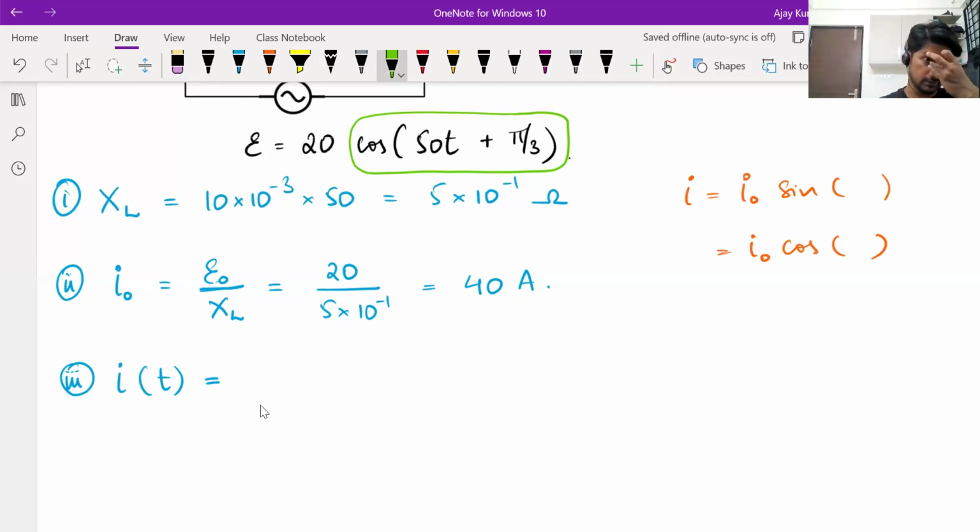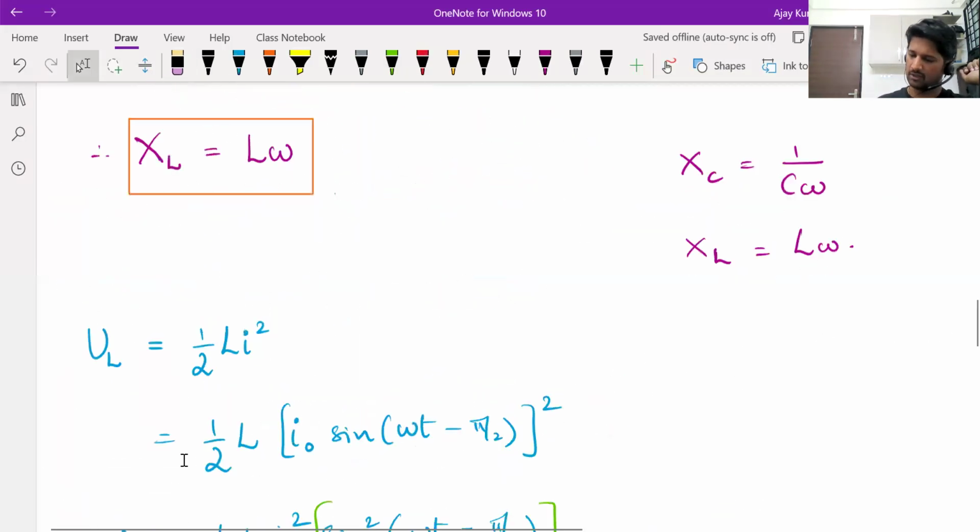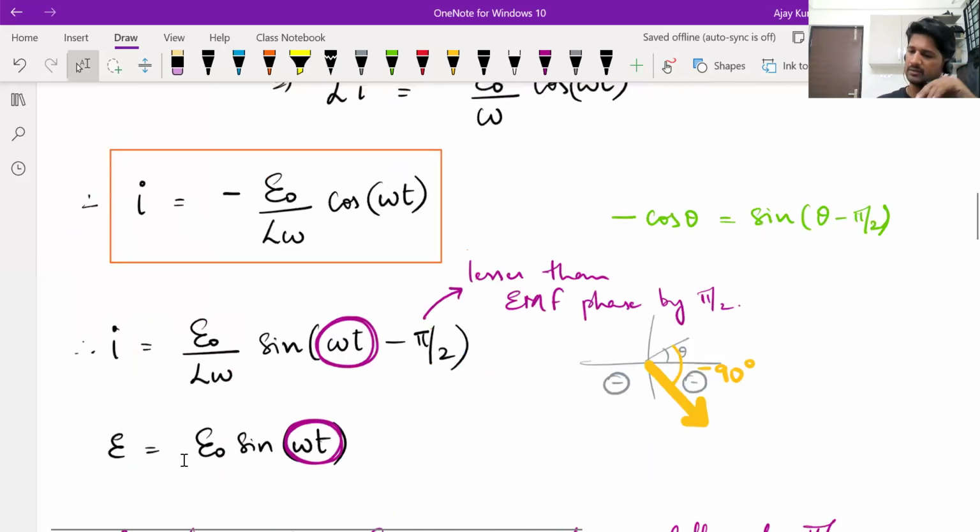Inductor case, the case we discussed today. Oh, it lags, sir. It lags behind the EMF by how much? Pi by 3. Not pi by 3, pi by 2. It will lag behind by pi by 2. Like in the derivation, we got minus cos, right? Minus cos was written as sine of theta minus pi by 2.